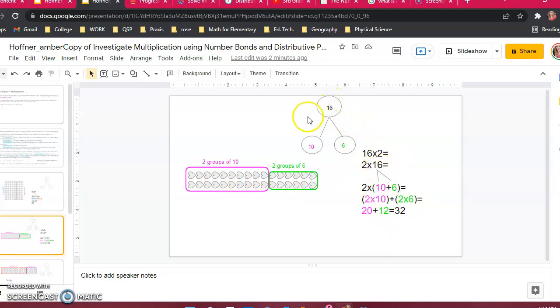So I took 16 and I made a number bond of 10 and 6 to make it easier to calculate 2 times 16. So I have 2 times 16 and I split that number here. So we have 2 times 10 plus 6. And so then I distributed that 2 to the 10 and the 2 to the 6. So then we have 2 times 10 is 20 and 2 times 6 is 12. And adding those together, we have 32.